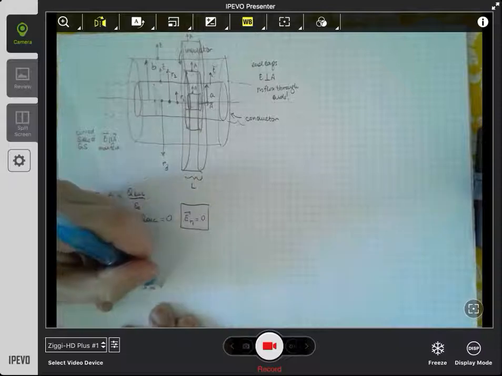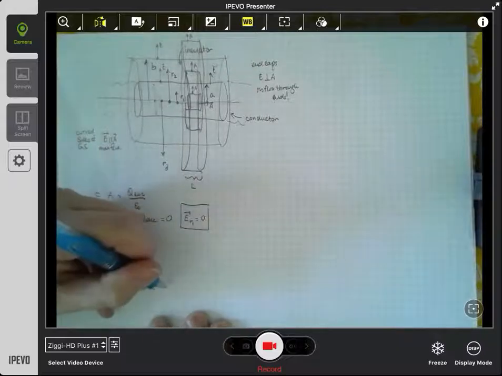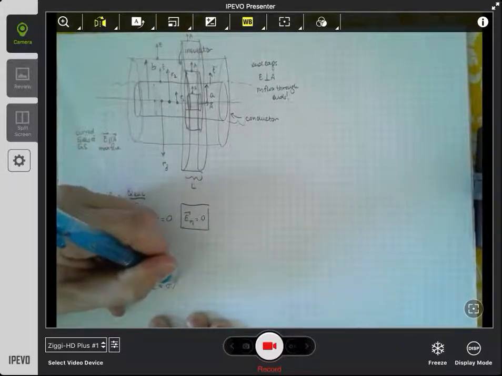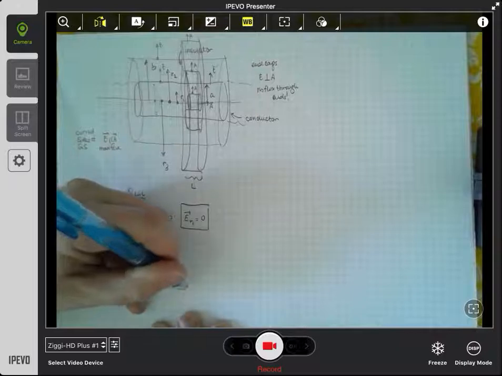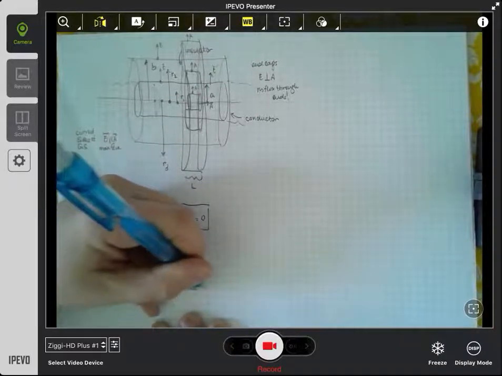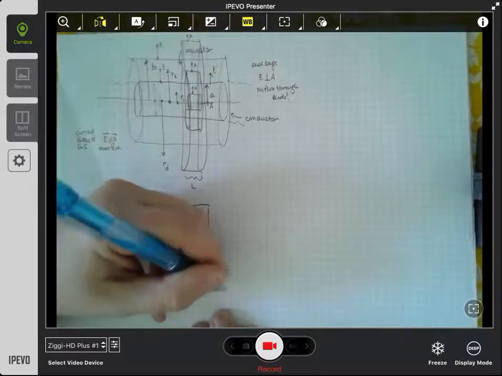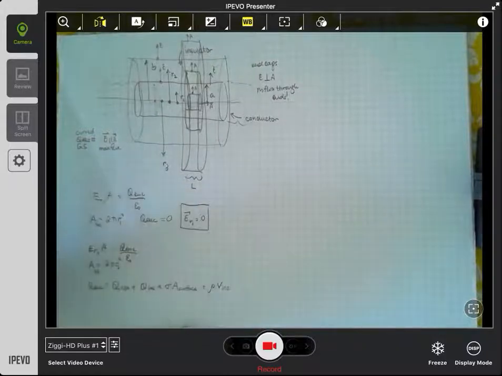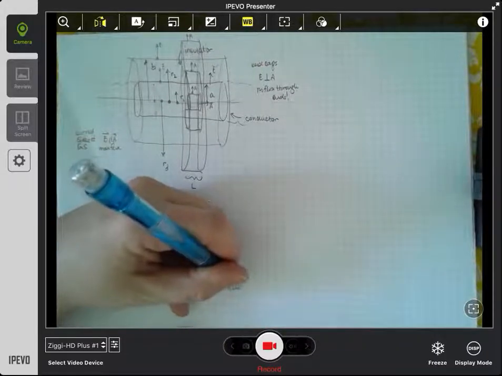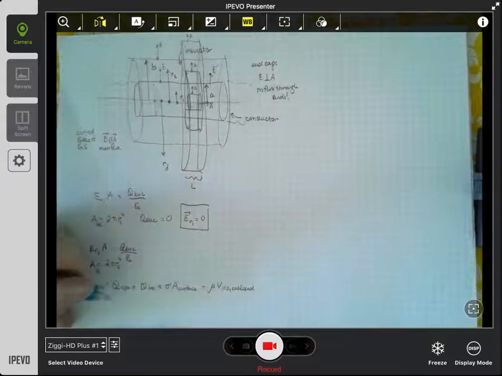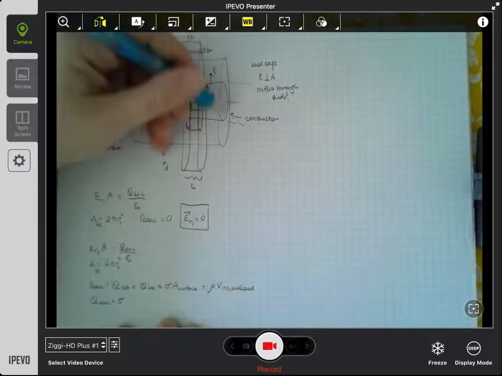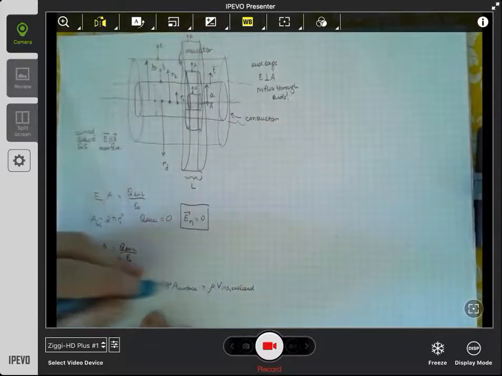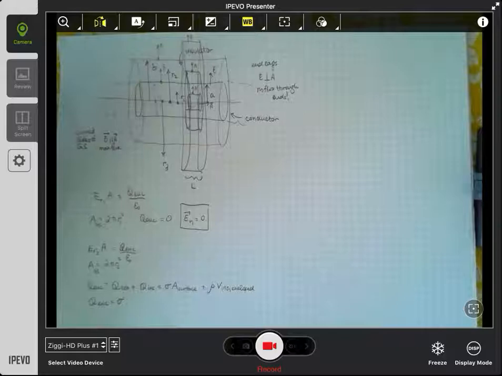All right, so the charge on the conductor only sits on the surface, so this is going to be some sigma times the area of the surface, and then we're going to add in rho times the volume of the insulator enclosed. So our Q enclosed is going to be sigma, which is the charge on the outside surface of this conductor, times the area of that surface.